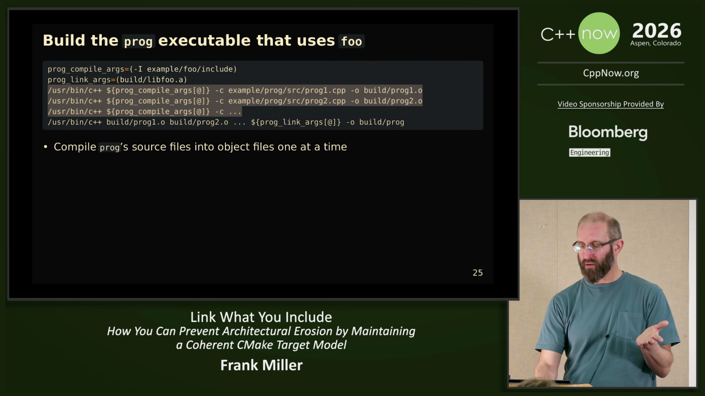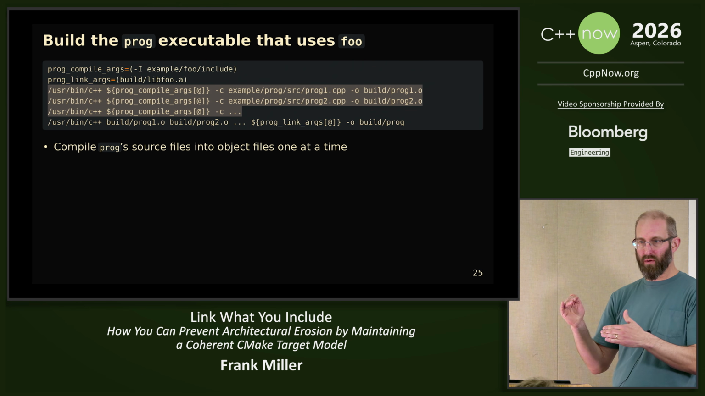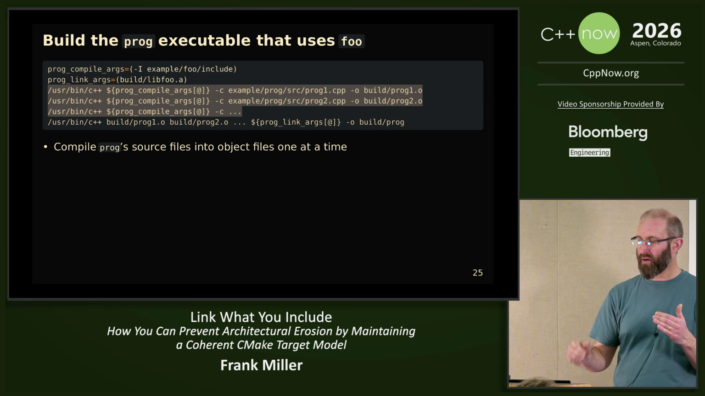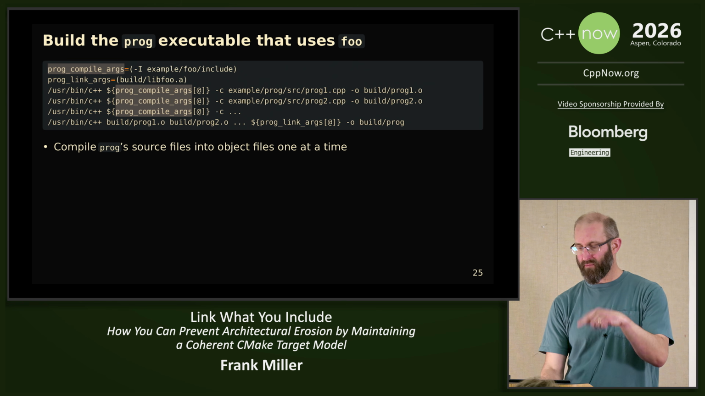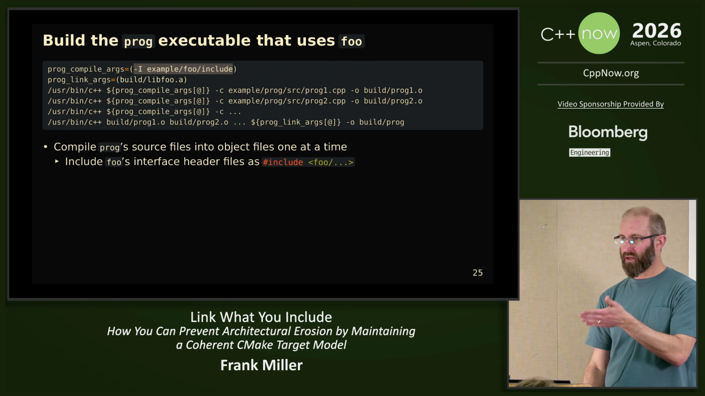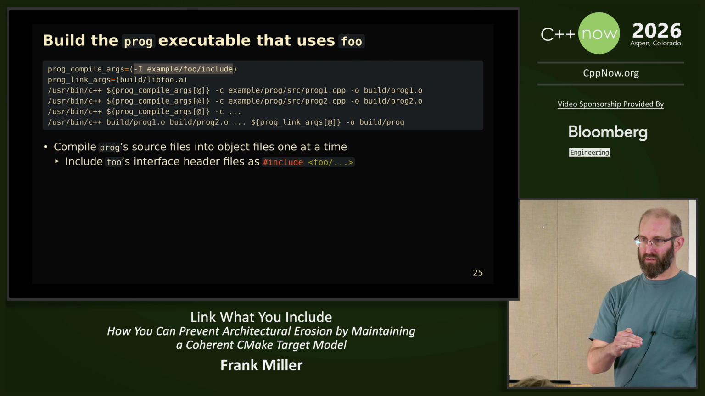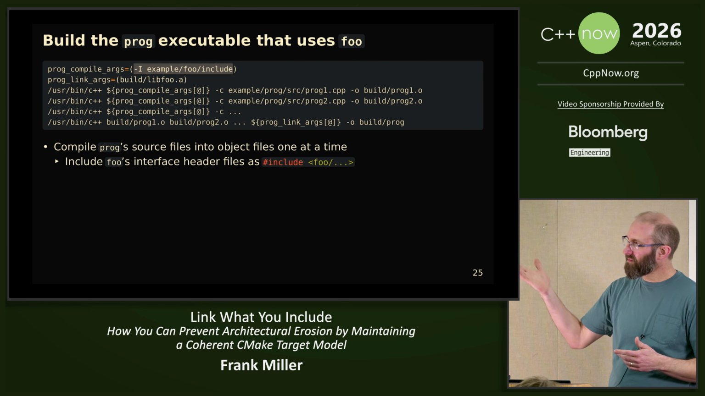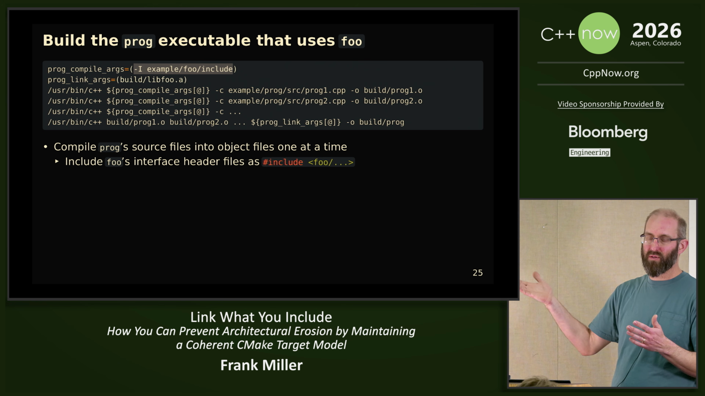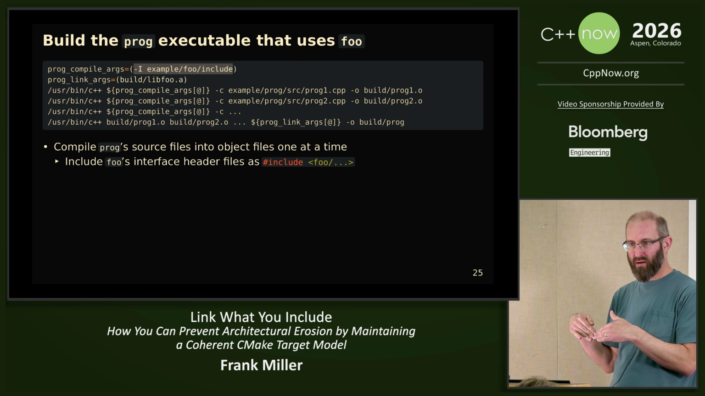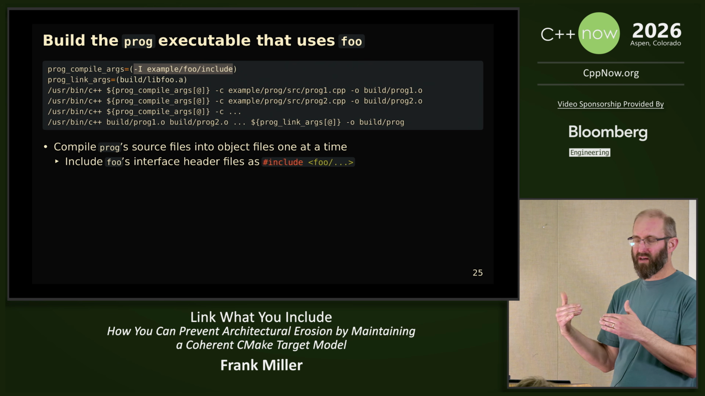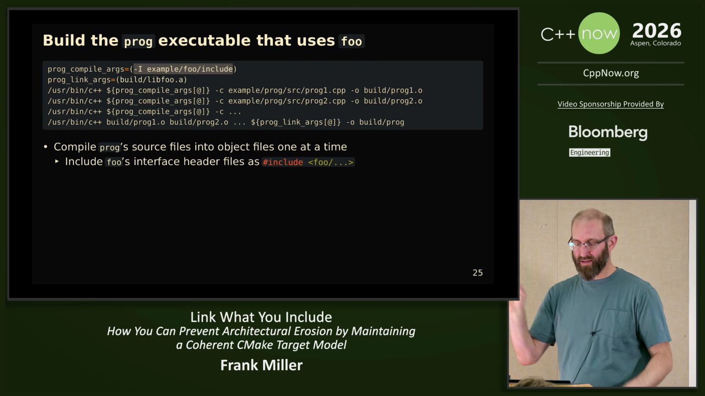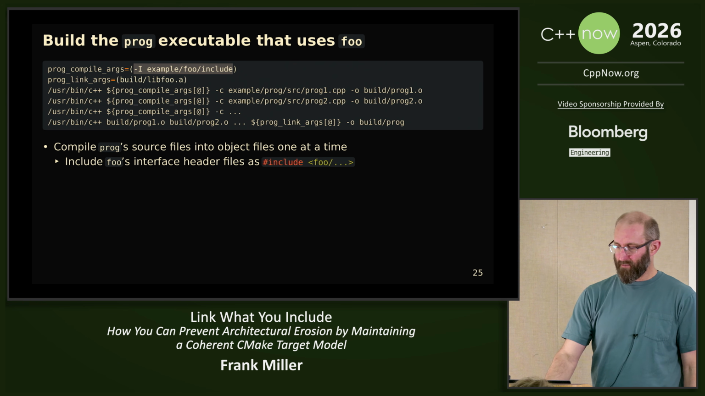Okay, now that we have the static library, let's build the prog executable. So very similarly, we're going to build all of prog's source files one at a time, and we're going to pass flags. And this time we're just going to include the interface directory for the foo static library because prog is going to use foo. I probably should have included an include directory for prog in case prog had private headers, but it doesn't, so I didn't do that.